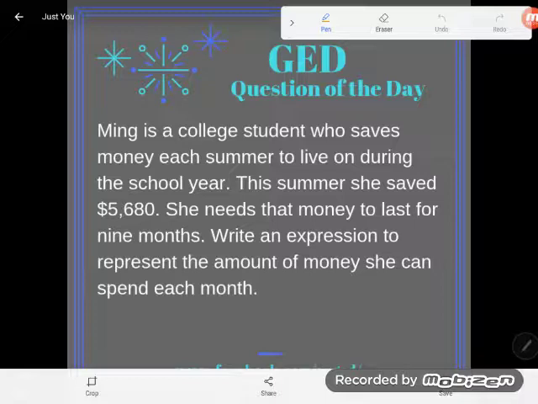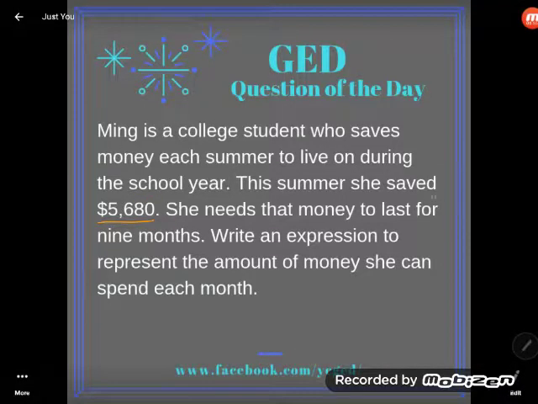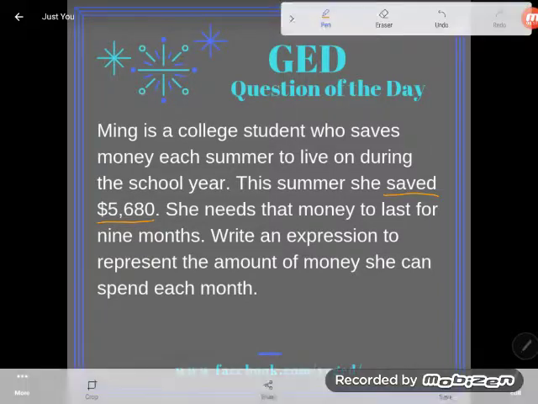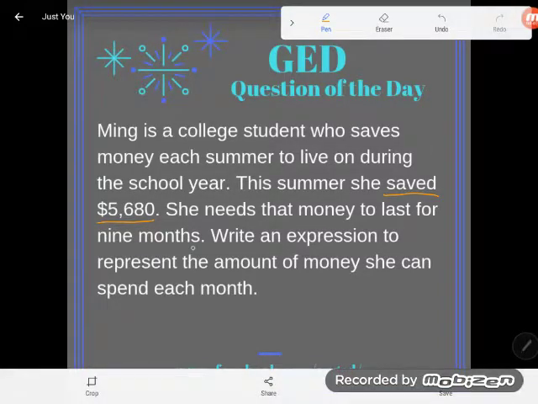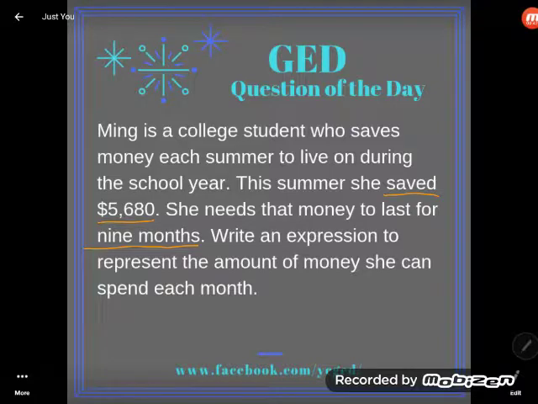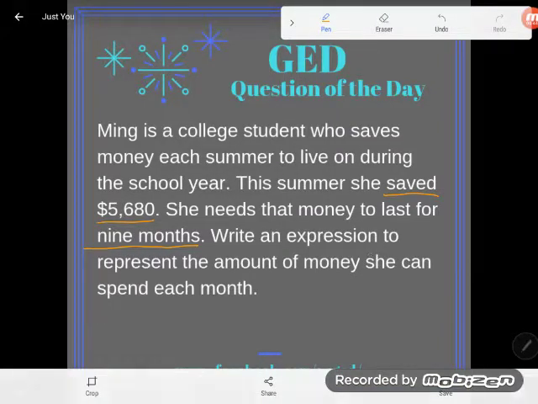Let's take a look. It says Ming is a college student who saves money each summer to live on during the school year. This summer she saved $5,680. Okay, that was her savings. Now she needs that money to last for 9 months. Write an expression.